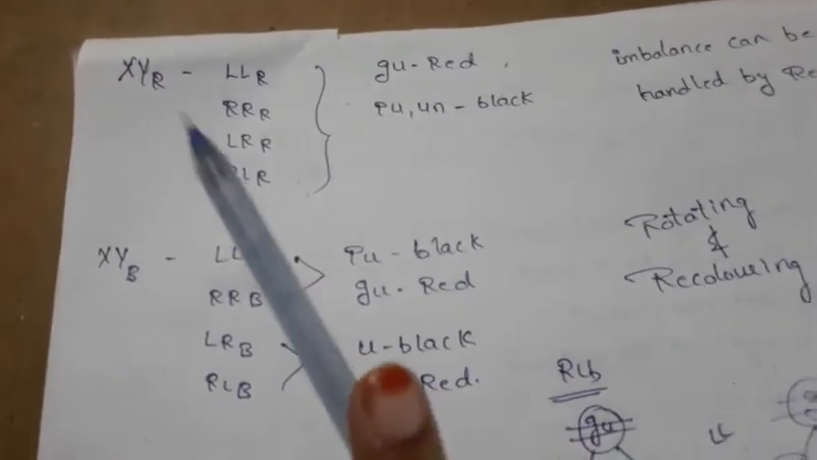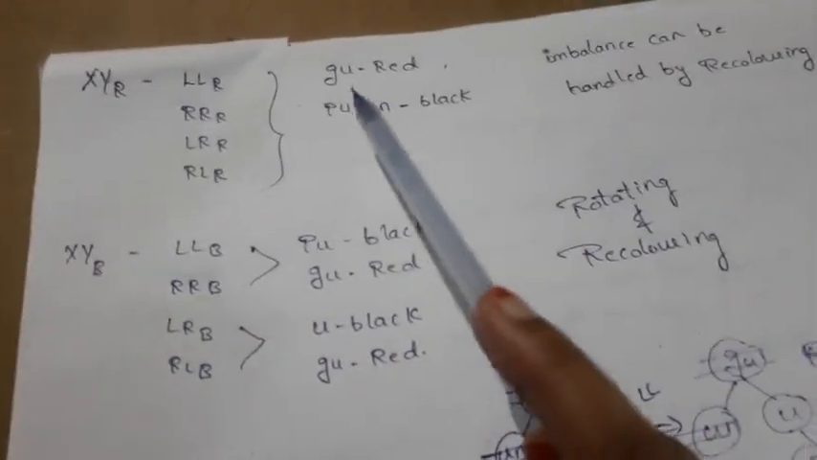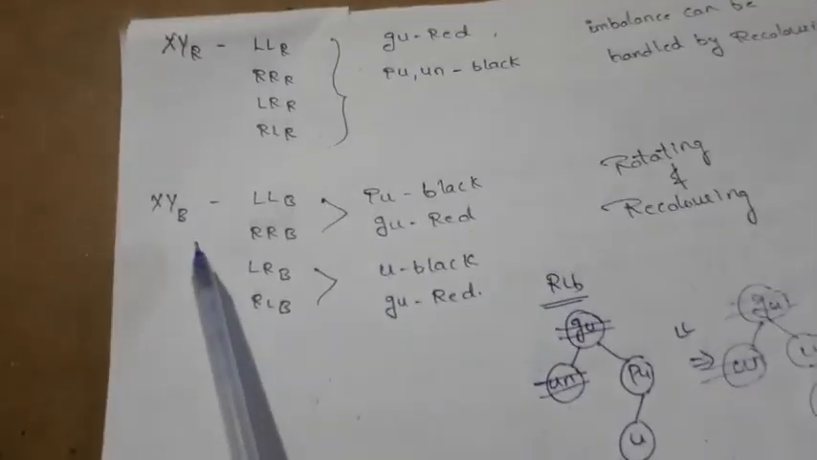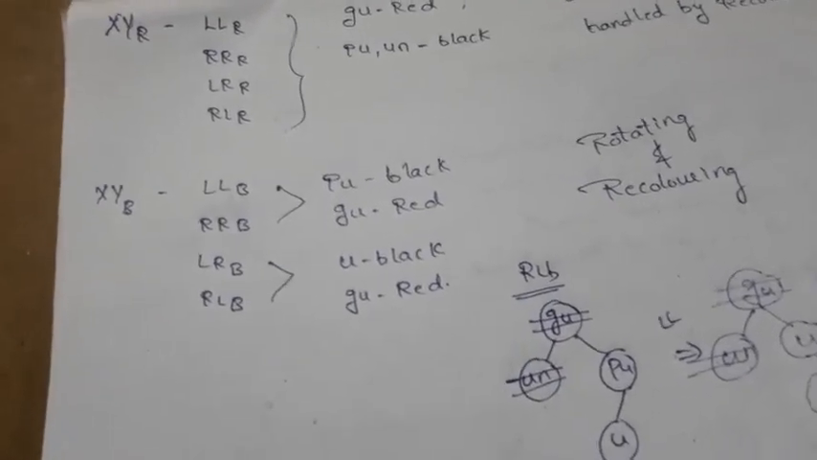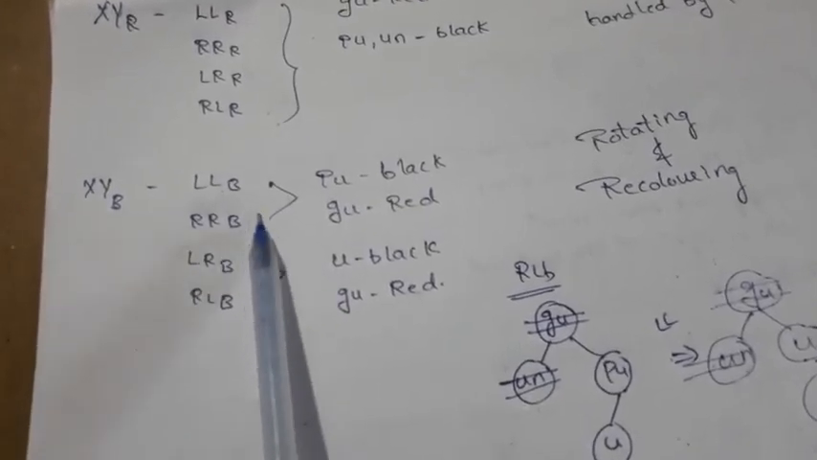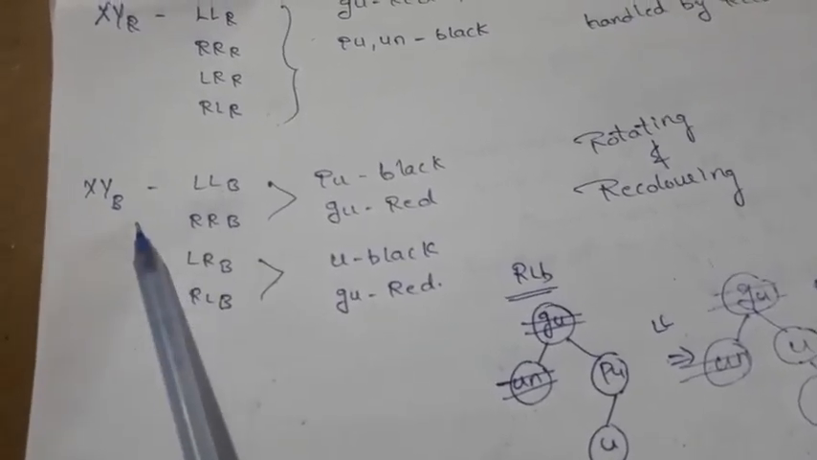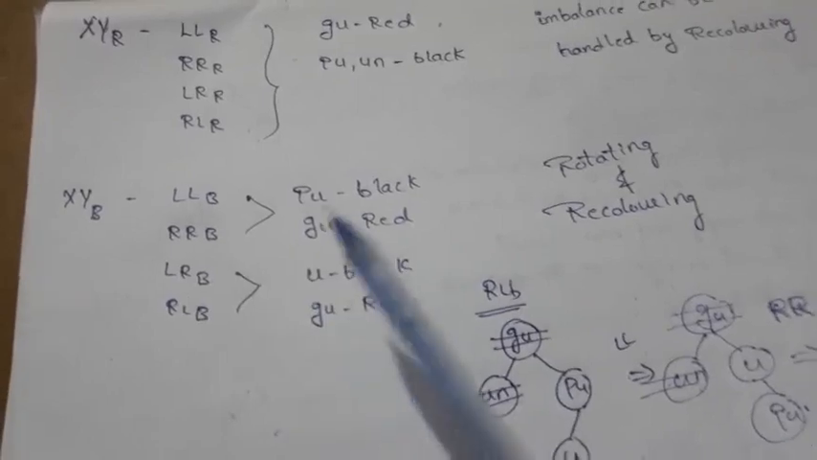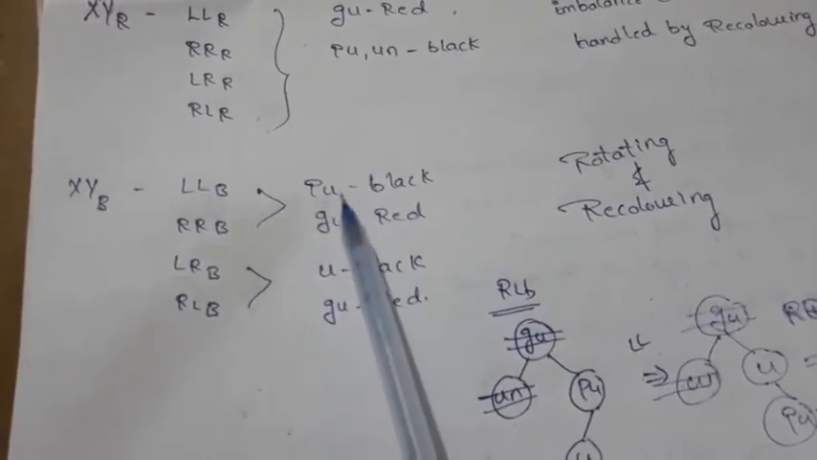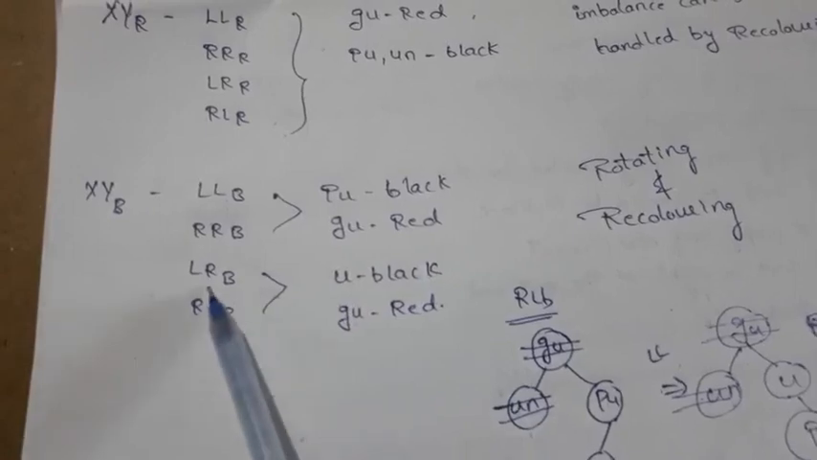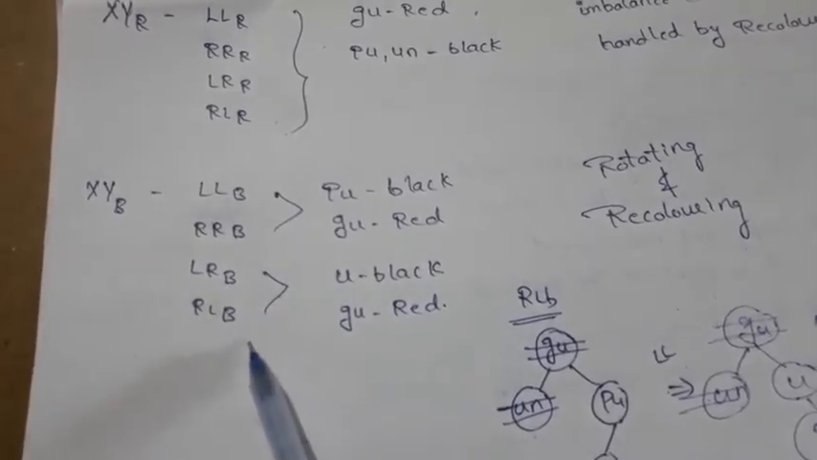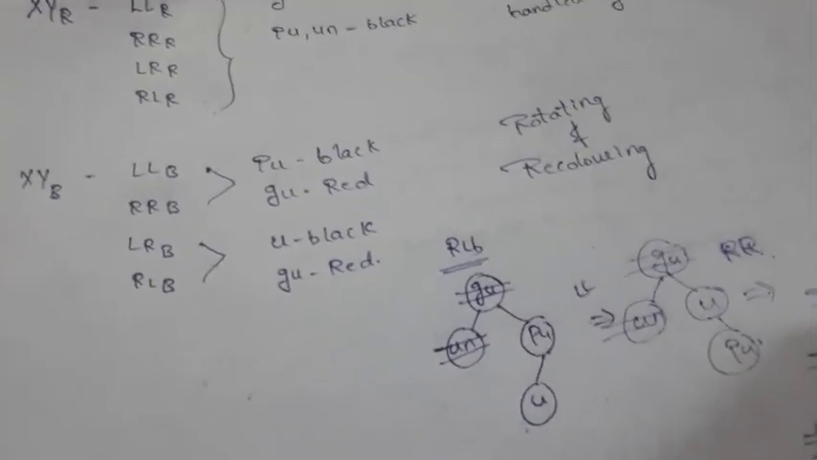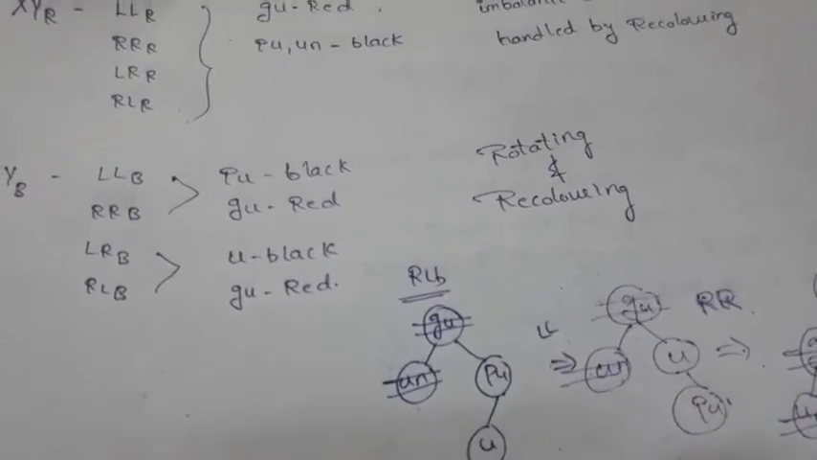So for XYR, it means the uncle node is in red color. At that time I am going to change GU to red and PU, UN to black. If the uncle node is in black color, in the cases LL and RR, I am going to rotate and recolor. If it is in red color, I am only recoloring the nodes. Here I am changing PU to black and GU to red, whereas in LR, RL, which are double rotations, after rotation I am changing U to black and GU to red. These are all the conditions when I am going to insert a node into a red-black tree.